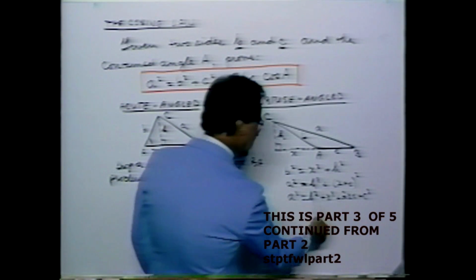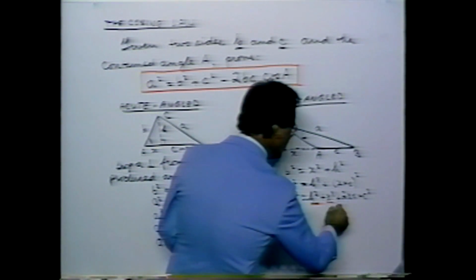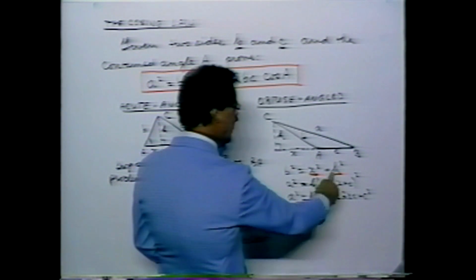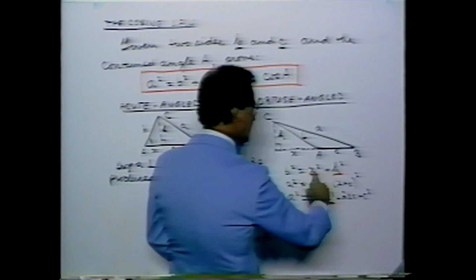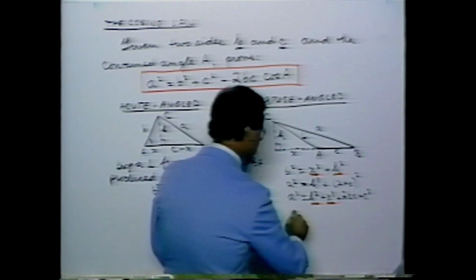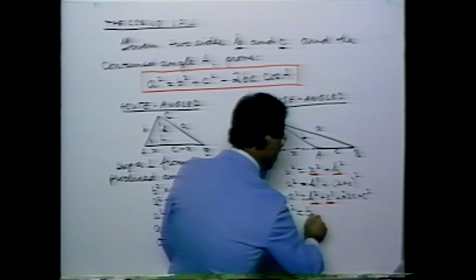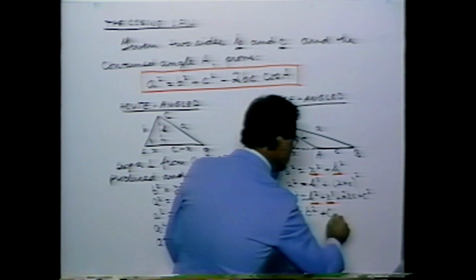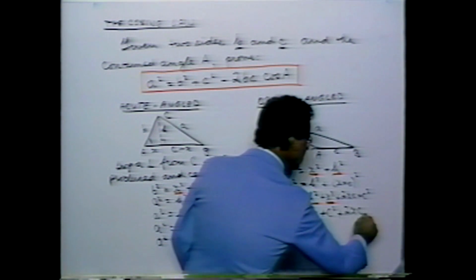We have, in this case as well, h squared plus x squared, also found in this first line. The x squared plus h squared can therefore be replaced by b squared, and we can rewrite that statement by saying that a squared is equal to b squared plus c squared plus 2xc.